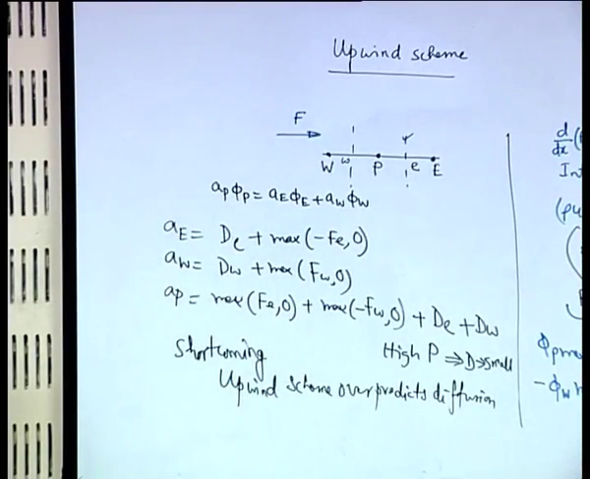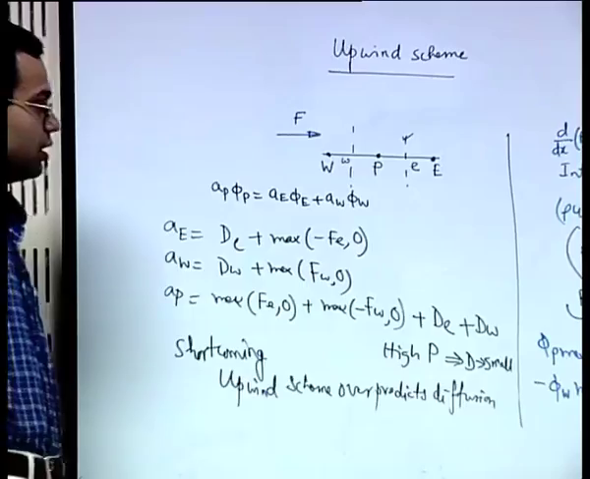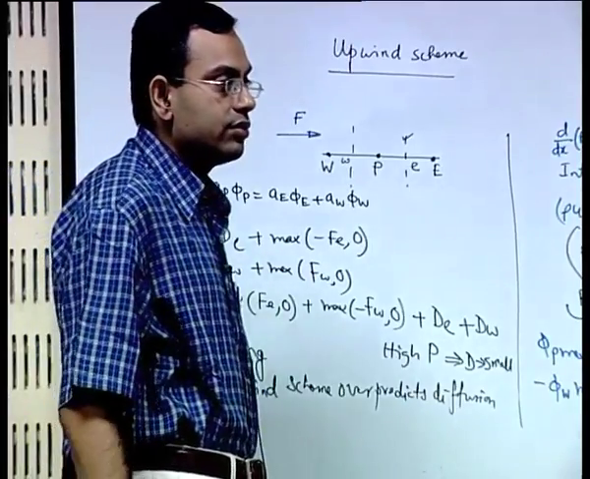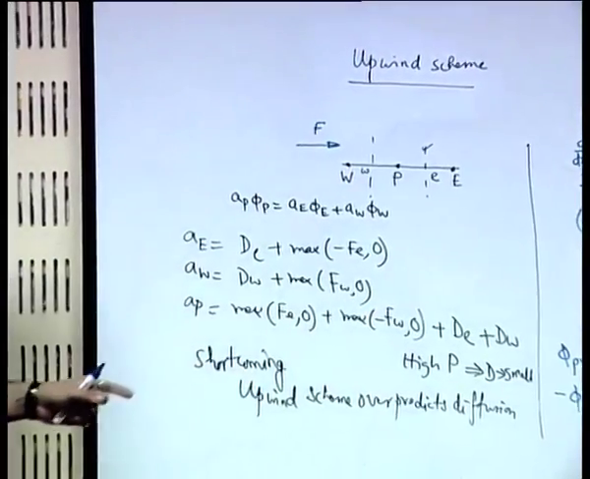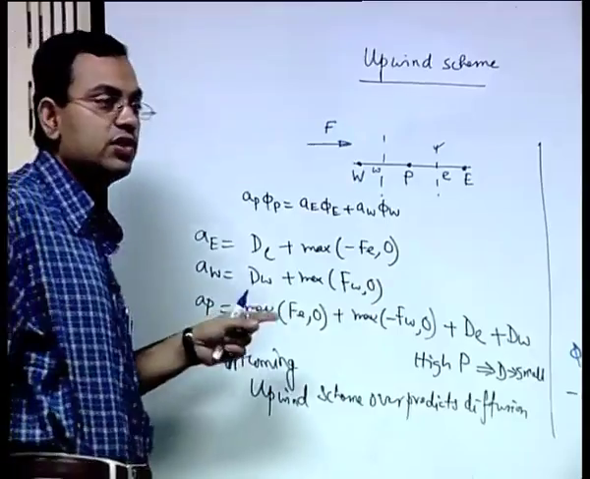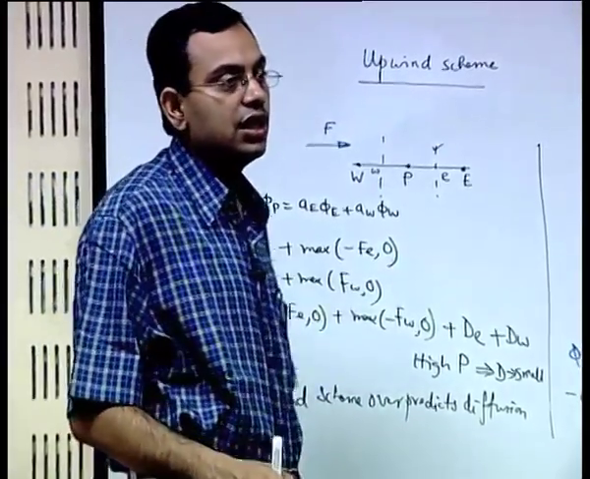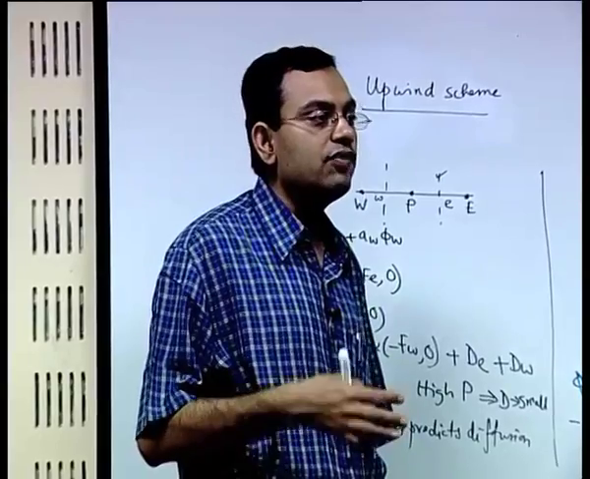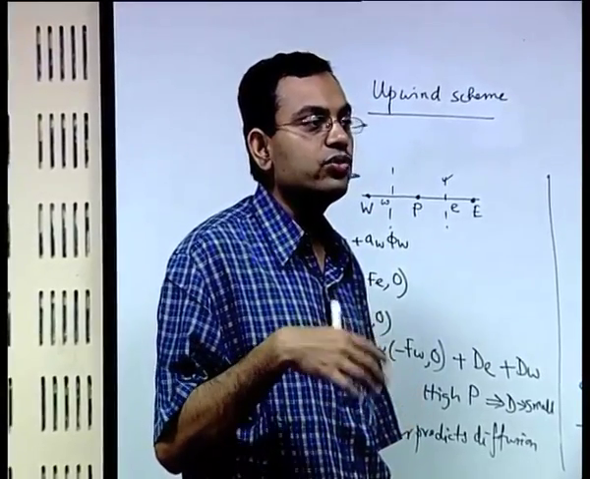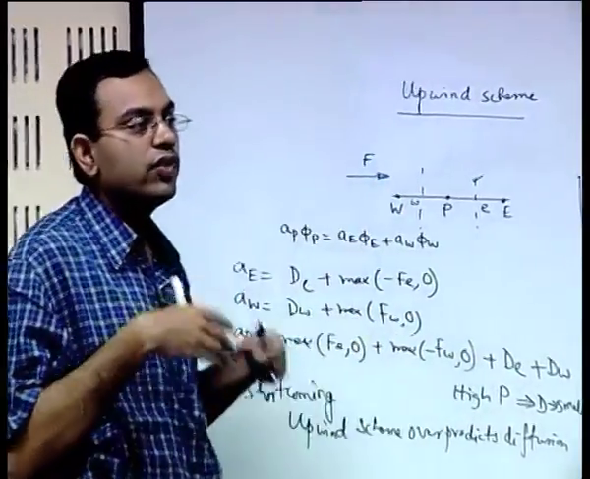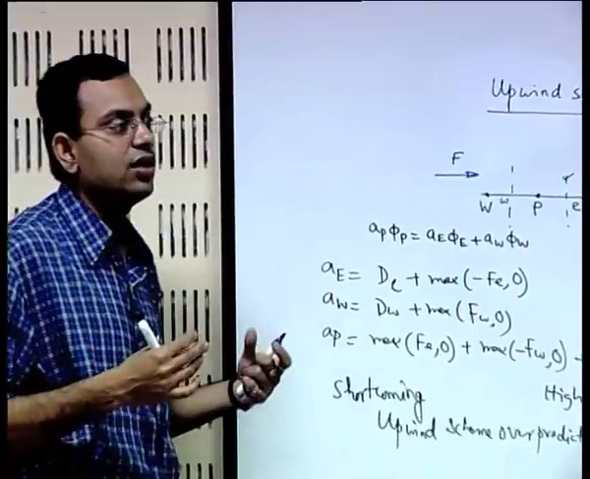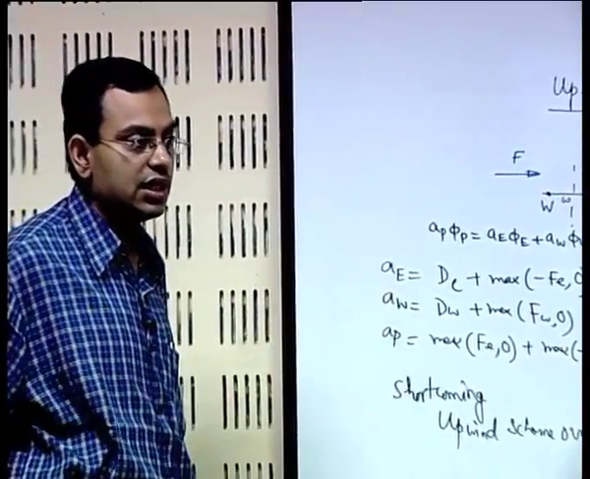So, there are situations in which upwind scheme may be conveniently used, but one has to be careful about this particular shortcoming of the upwind scheme, that it over predicts diffusion in a sense that when diffusion is supposed to be negligibly small, even under that case it tries to represent the diffusion in a different way, and that makes it over predict the effect of diffusion than what is the actual case in the physical situation.